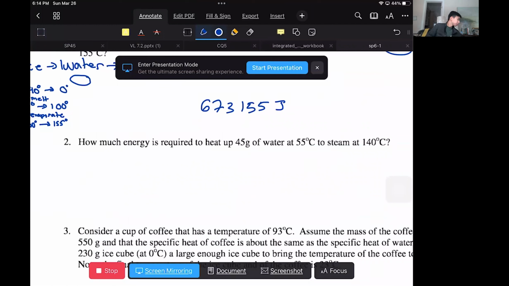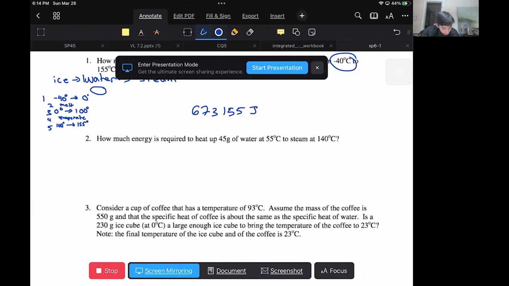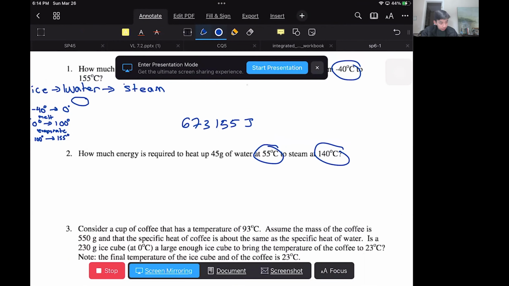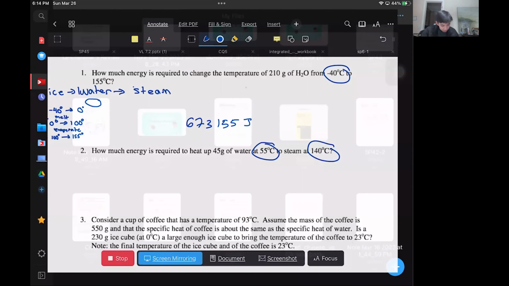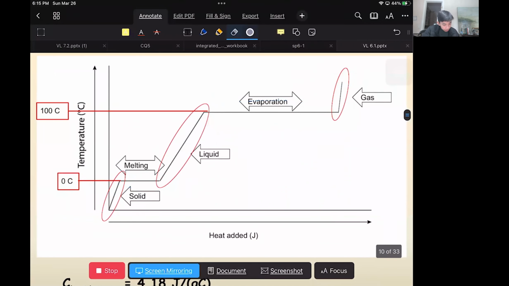All right, so next one. Let me plug in my iPad. Okay, cool. How much energy is required to heat up 45 grams of water at 55 degrees Celsius to steam at 140 degrees Celsius? Look, we're at 55 and we need to get to 140. Back in the other slide, 6.1, 55 is right around here, and 140 is all the way up here. We're at water and need to go to gas, so we have to evaporate the water.